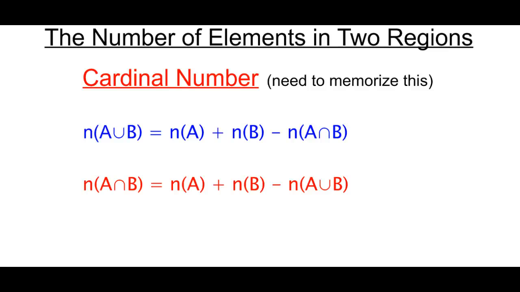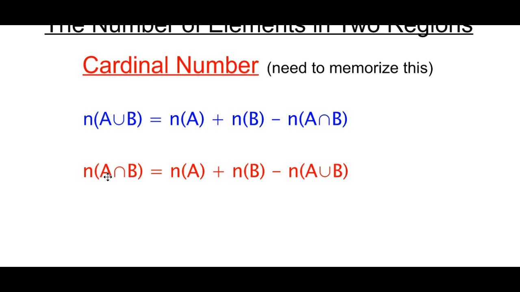The first one is the cardinal number of A union B. To find that, take the cardinal number of A plus the cardinal number of B, and then subtract the cardinal number of the intersection of A and B. To find the intersection, we're basically just switching the union and the intersection around. The cardinal number of A intersect B is equal to the cardinal number of A plus the cardinal number of B minus the cardinal number of A union B.